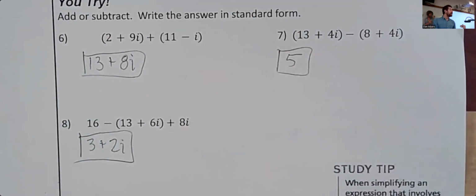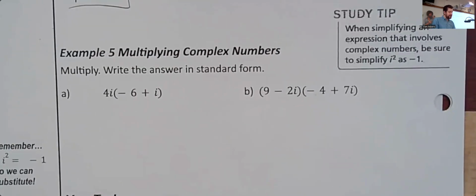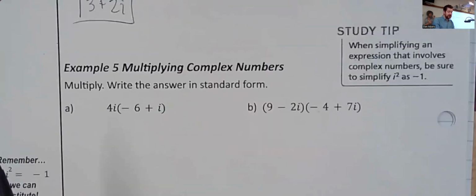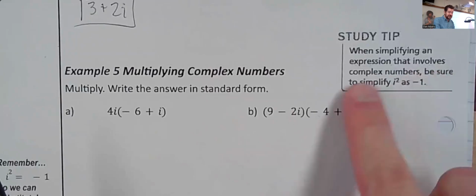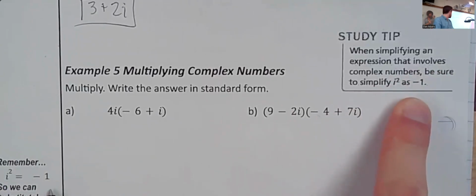Okay, now we need to go back and think about some of those rules that we learned earlier with the i squared, i to the third, i to the fourth, all those little rules that we had, because we are now multiplying. So there's some rememberings over here. I squared is equal to -1. You also have up here, when simplifying an expression that involves complex numbers, be sure to simplify i squared as -1. It says twice, so that's probably an important thing if it says it twice.